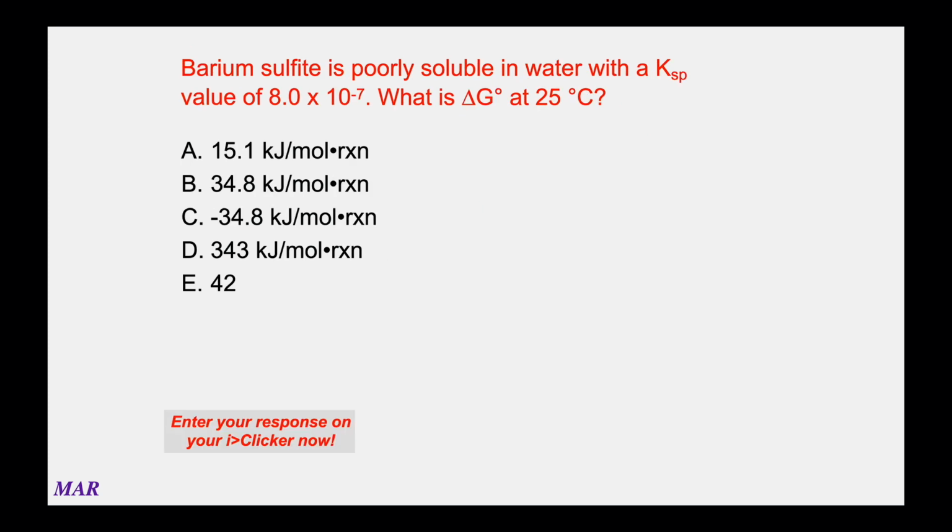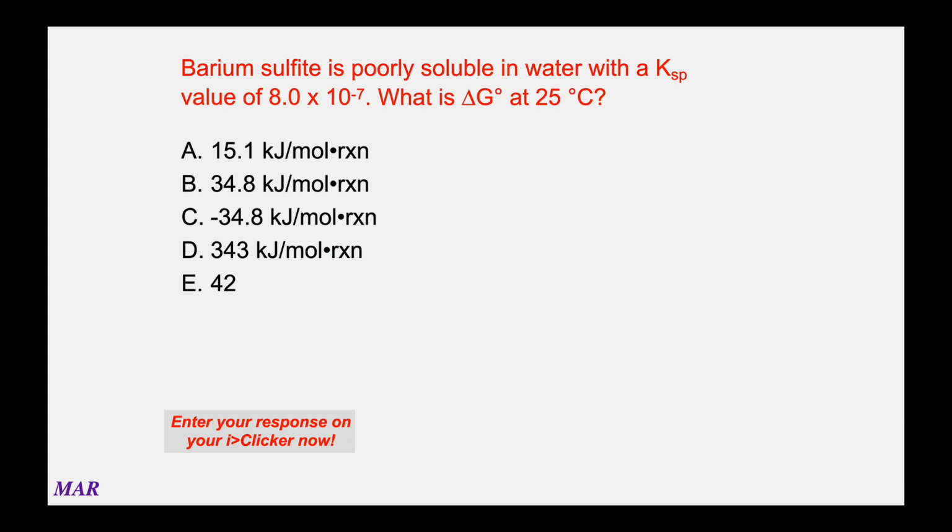Here's a question. Barium sulfite is poorly soluble in water. It has a Ksp of 8.0 times 10 to the minus 7, again, much less than 1. What is delta G at 25 degrees Celsius? Again, 5 answers, 4 of them being potential answers. See if you can figure out what the answer is. Pause the video. When you're ready, unpause it. We'll talk about the answer.